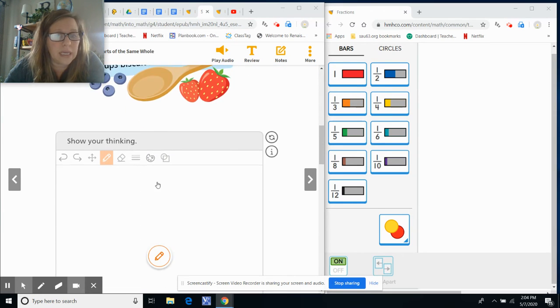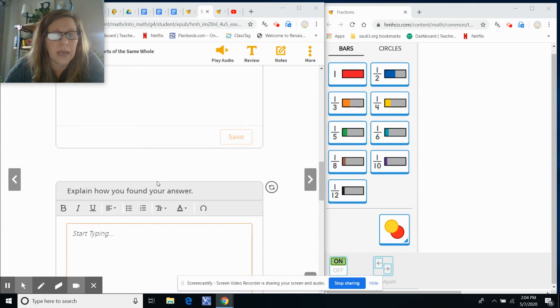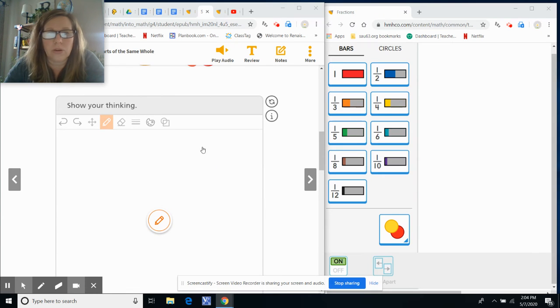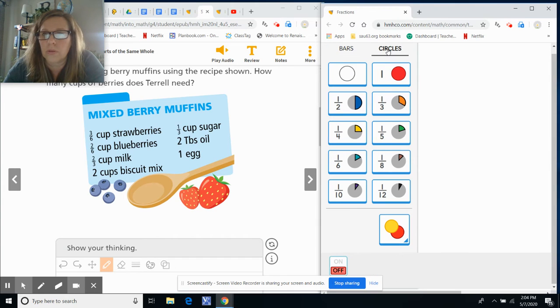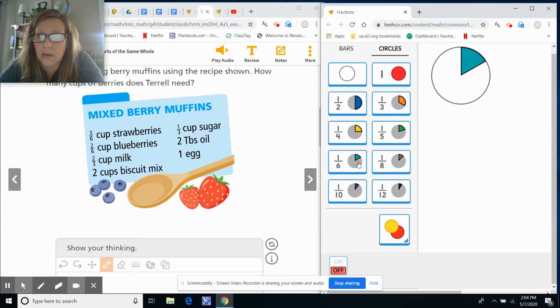All right, so I want to use our bars over here to represent them. So let's take a peek at, actually I'm going to use the circles. So we're going to use the circles to represent the strawberries. So we're talking about the whole, the parts are broken into sixths. So we're going to take our sixth and we're going to represent the strawberries. So here's 1/6, but we need 3/6.